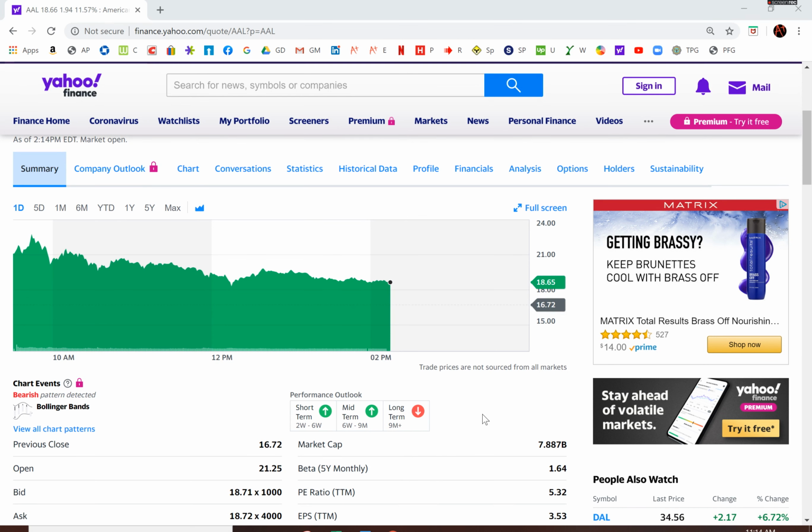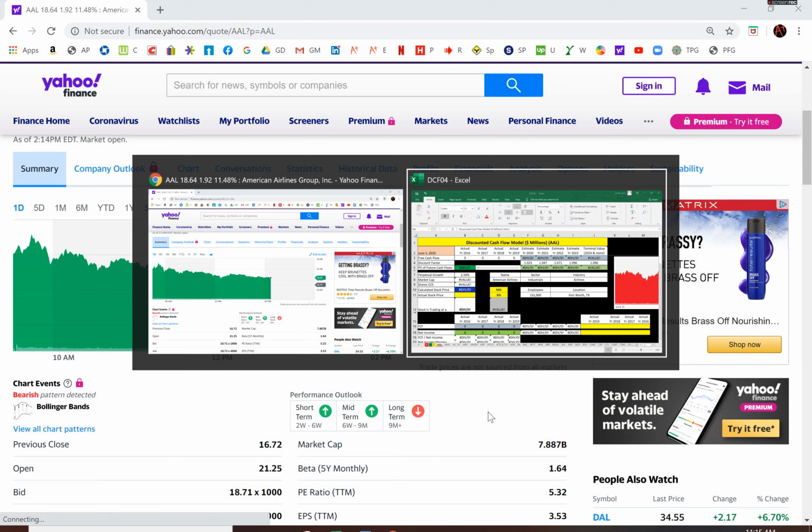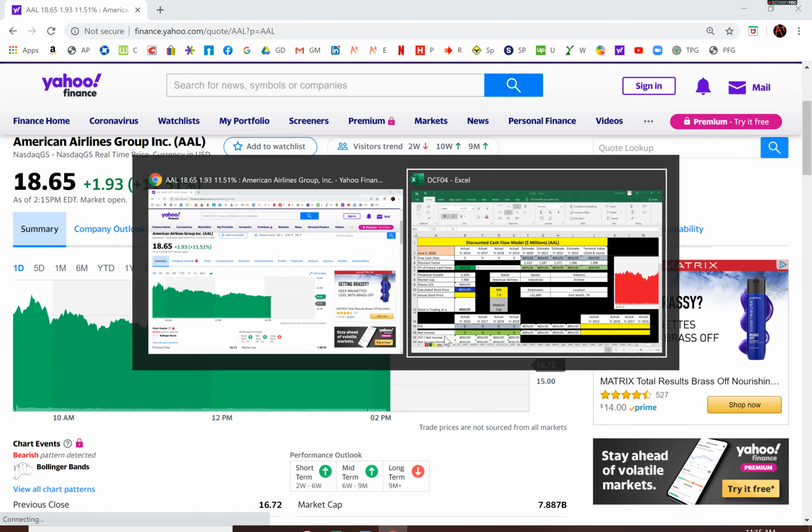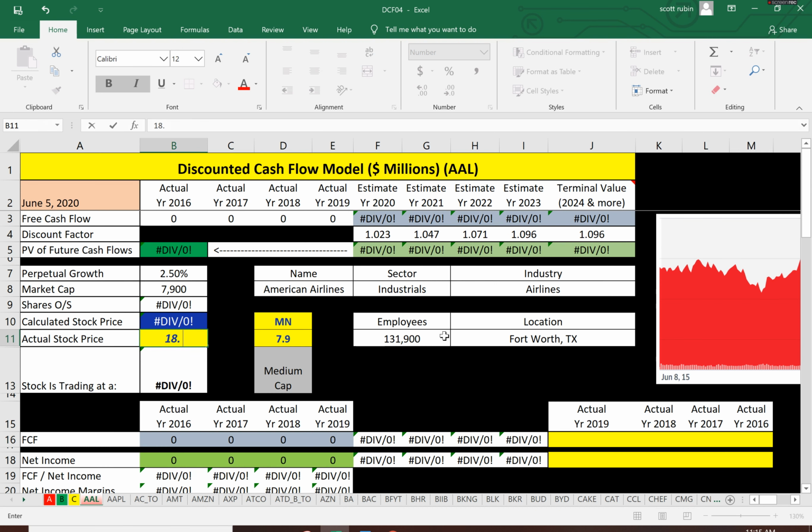Let's take a look at American Airlines and we'll run this deal through the model and see what it comes out to be. So the market cap is 7.9 billion. So we'll put that in. And then the stock price is $18.65. So now we know the shares outstanding, because it's just the market cap divided by the stock price: 424 million shares.